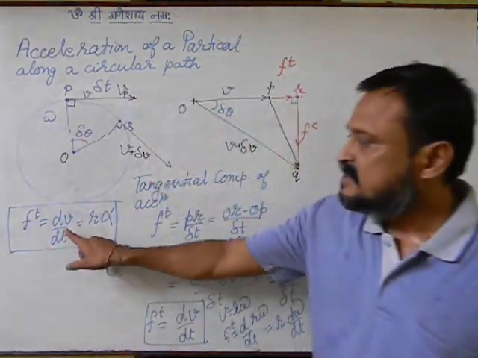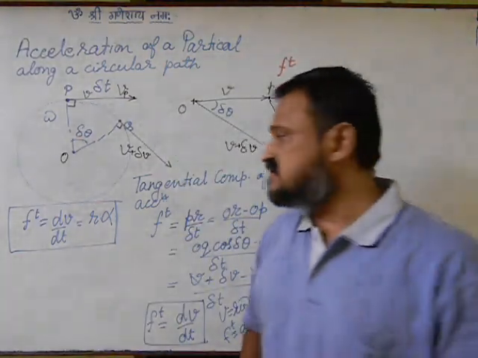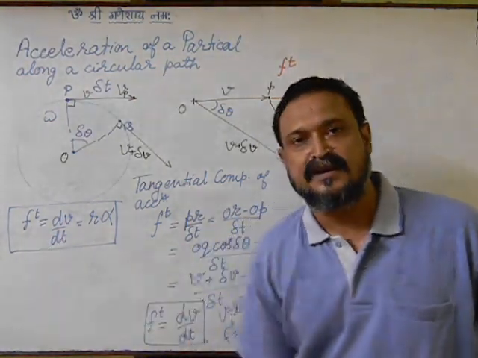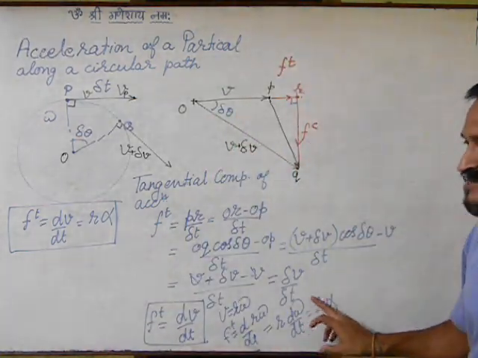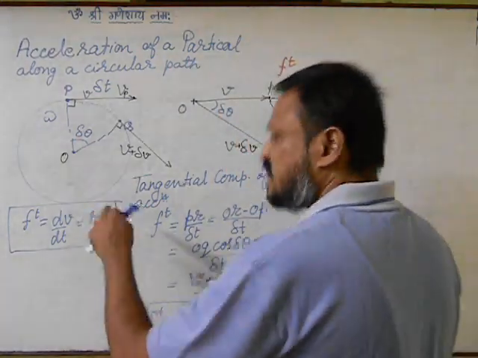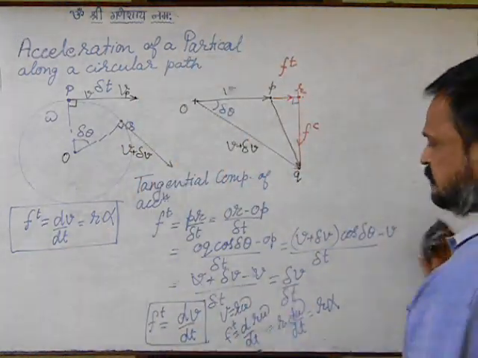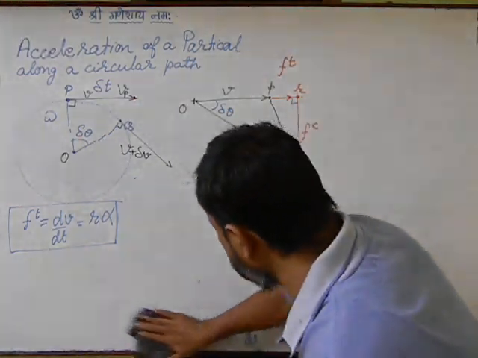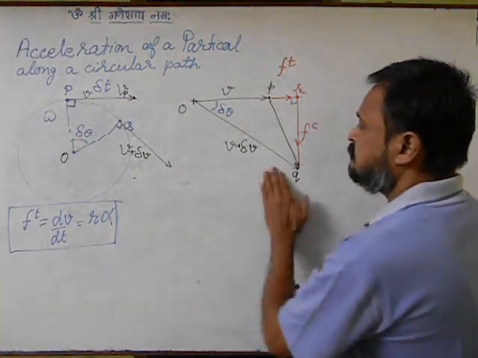Right? Now if you see, it is purely dv by dt. That means simply the change in the magnitude. The tangential component of acceleration will be simply the change in magnitude. So only if omega changes will the particle have the tangential component of acceleration. Fine. So this is one component which we have understood.